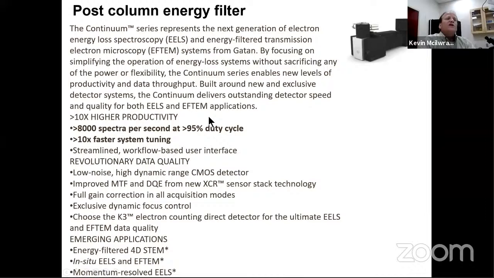The post-column filter sits down below the column. The GATAN makes the continuum. There are other things in development for more selection of types of post-column filters. You look at these things, they will start collecting at greater than 8,000 spectra per second. Their tuning is all very fast, all automatic. It's a really great detector for learning a lot about your sample.